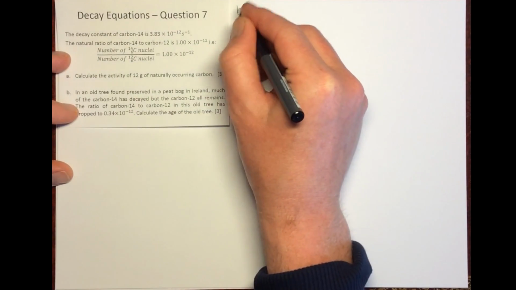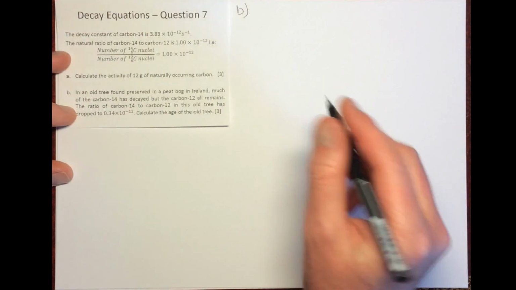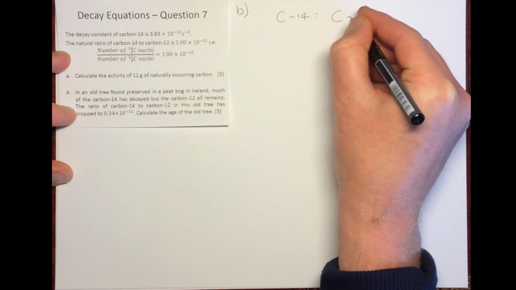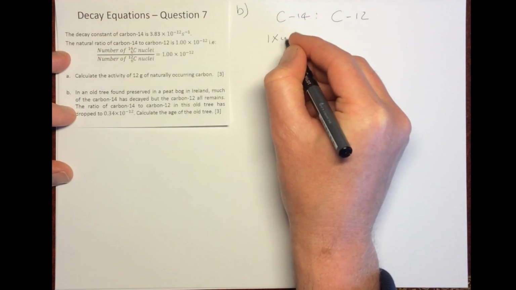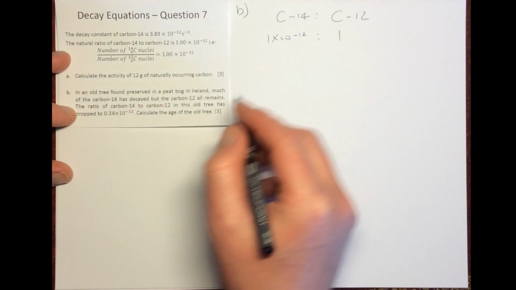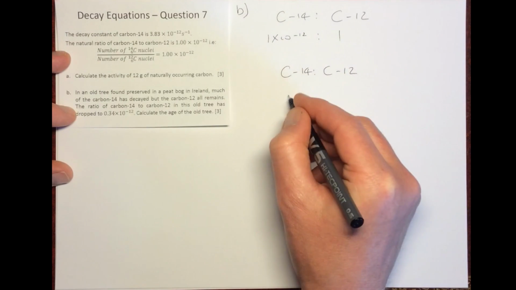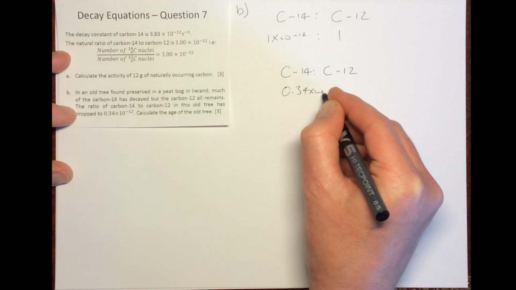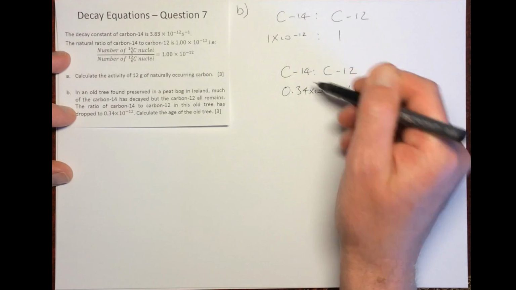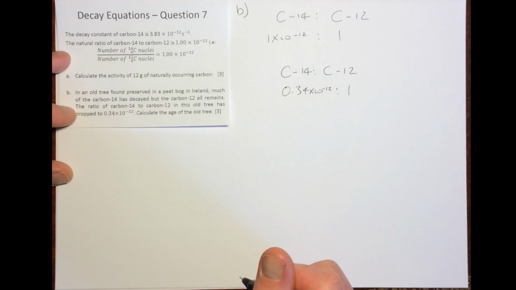Okay, so for part B, we can say this. Originally, in natural carbon, you have a ratio of carbon 14 to carbon 12 of 1 times 10 to the minus 12 to 1. And then we found an old tree in a peat bog. This has a ratio of carbon 14 to carbon 12 of 0.34 times 10 to the minus 12 to 1. Okay, so you can see that the amount of carbon 14 in the old tree is less than the amount of carbon 14 in naturally occurring carbon.